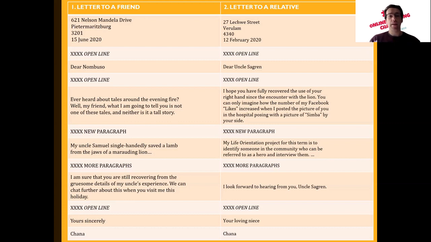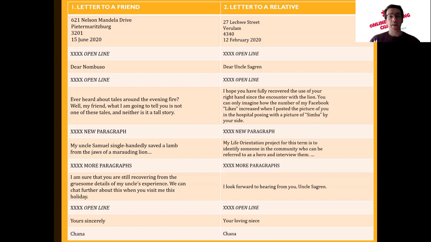You would then leave another line, and then you would elaborate on your particular letter in the form of a paragraph. So in this particular case, China is now making mention of the fact that, ever heard about tales around the evening fire? Well, my friend, what I'm going to tell you is not one of these tales, and neither is it a tall story. So clearly Nombuso is being addressed in a way that would create some kind of excitement or some kind of wonder as to what exactly China is now referring to.